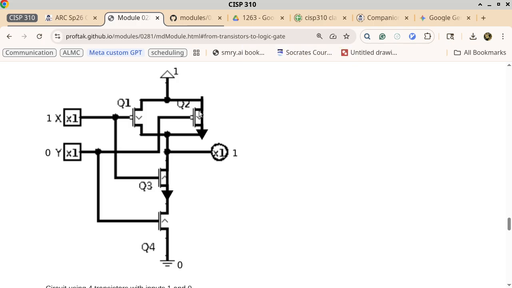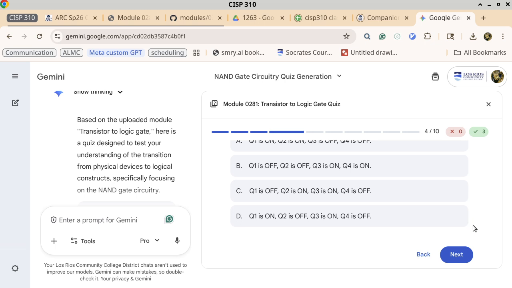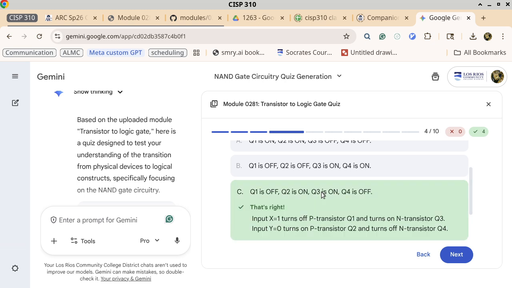So X is high. So if X is high, then Q1 is off, Q2 is on. Okay, so that gives me enough information right away. So we can go back to here. Q1 is off, Q2 is on. So Q1 is off, Q2 is on, Q3 is on, Q4 is off. Right there. There we go.